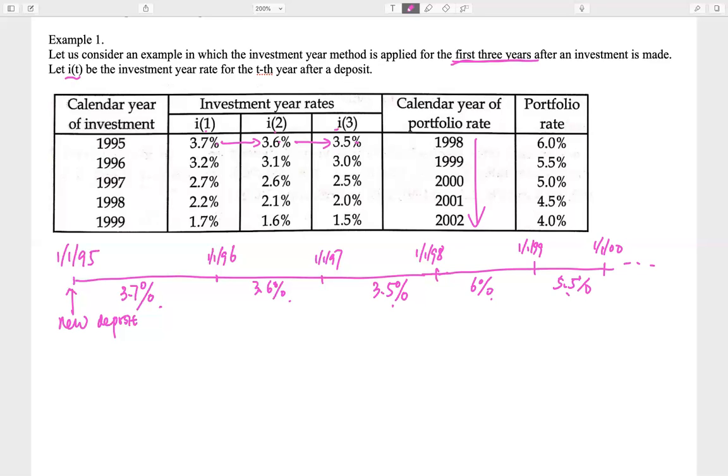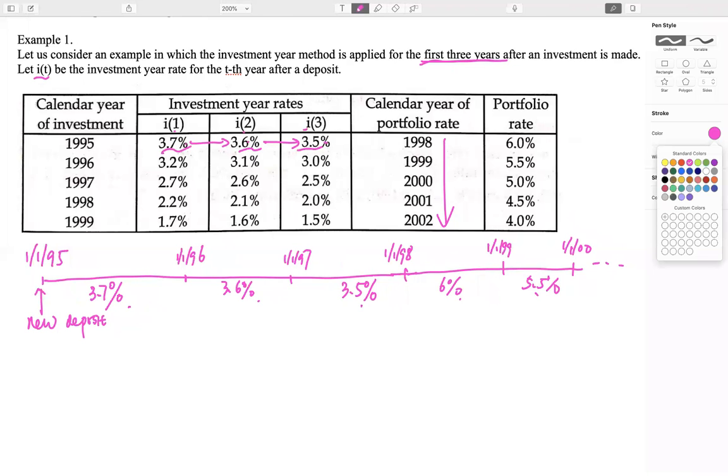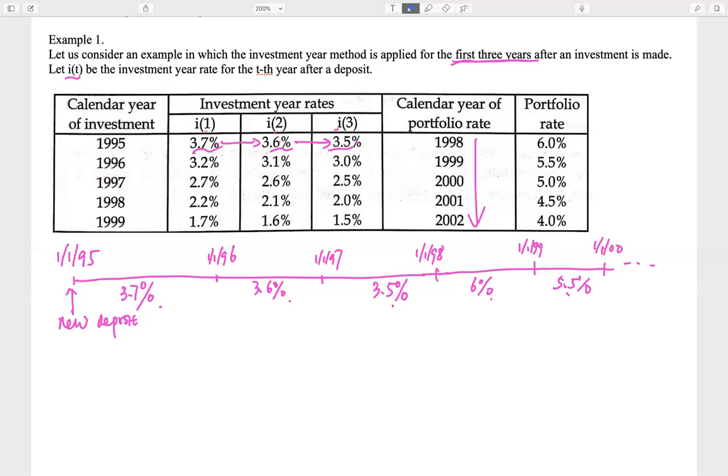Because for the first 3 years, you should use the new money rate. After the first 3 years, you should use the average rate. So, well, you may look at things differently. So let's choose a different color to do another example. Okay. So let's say your money is in, let's say at the beginning of 1998. Here you have some new deposit.